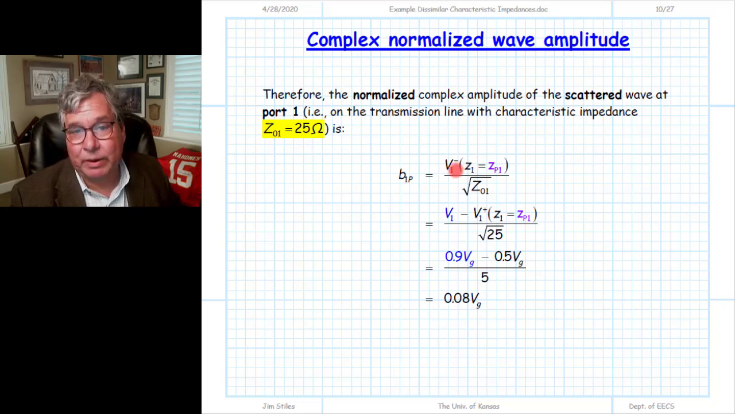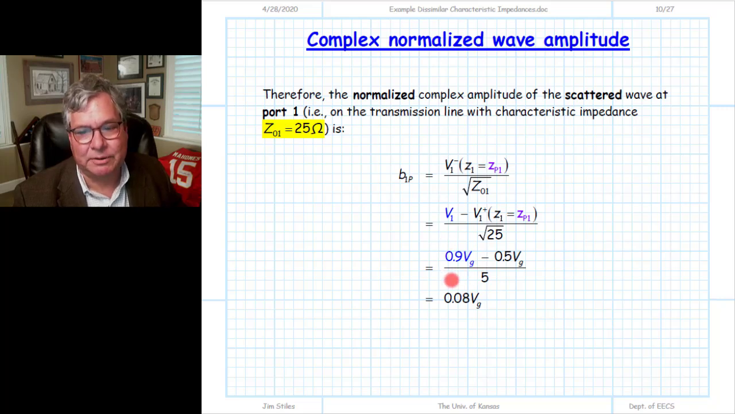What is the scattered wave? What is V minus? Well, we know V minus is simply the difference between the total voltage and the incident voltage. Incident plus reflected, or plus wave plus minus wave, is equal to the total voltage. We know the total voltage, we just determined that.